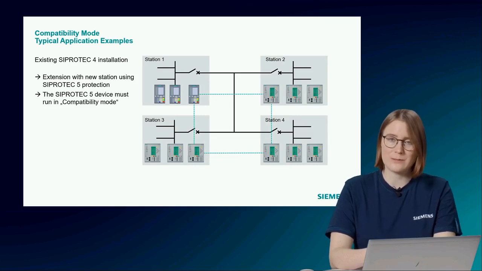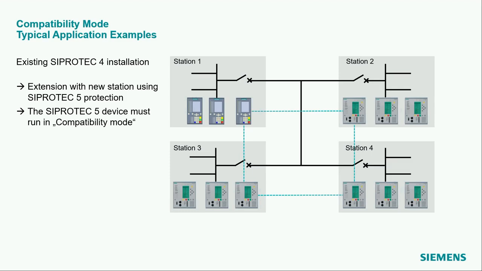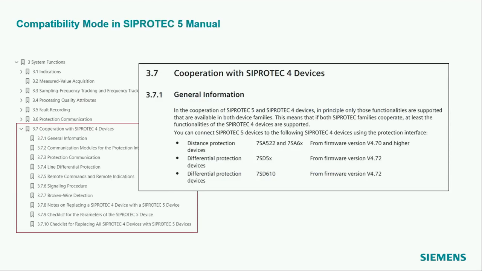If there's more than one Cipotec 5 device in the topology, a Cipotec 5 device within the topology must run in the compatibility mode. And all devices, of course, also must fulfill the requirement for the compatibility mode. All the information in this presentation is also included in our Cipotec 5 line protection device manuals. We have a comprehensive chapter for the topic cooperation with Cipotec 4 devices.